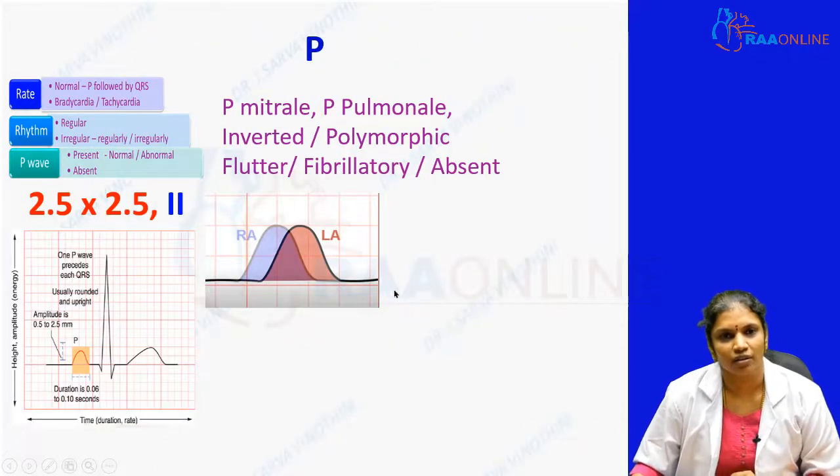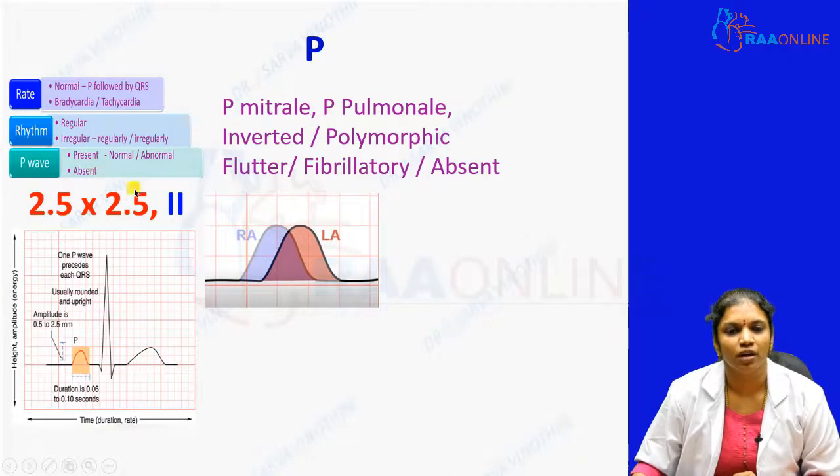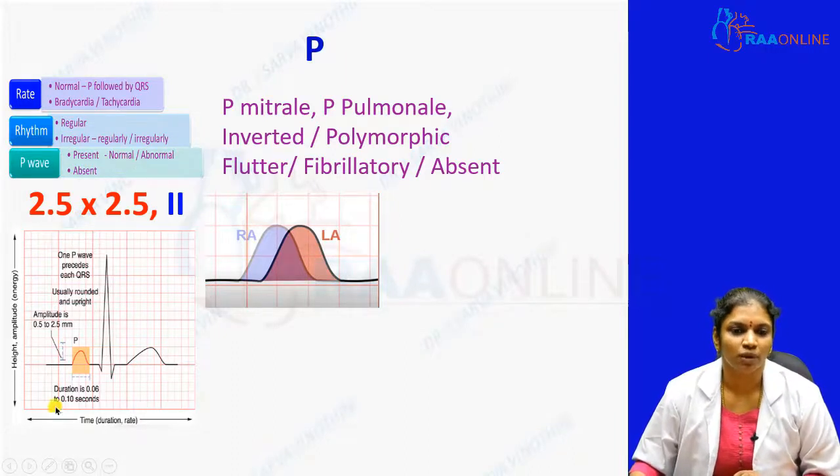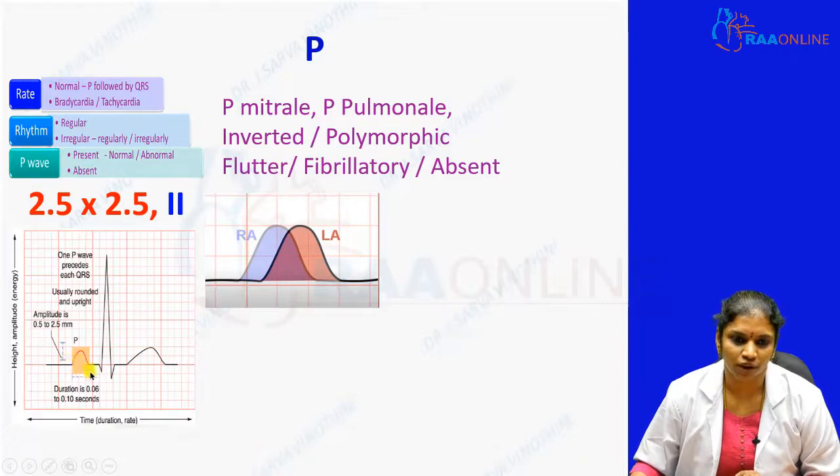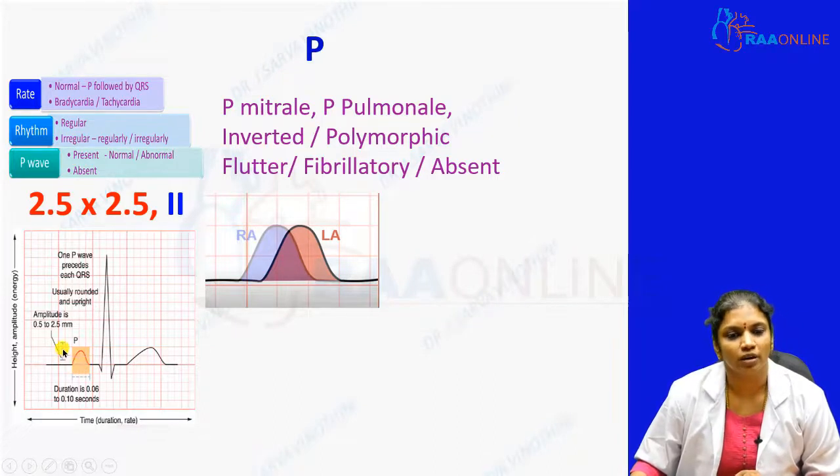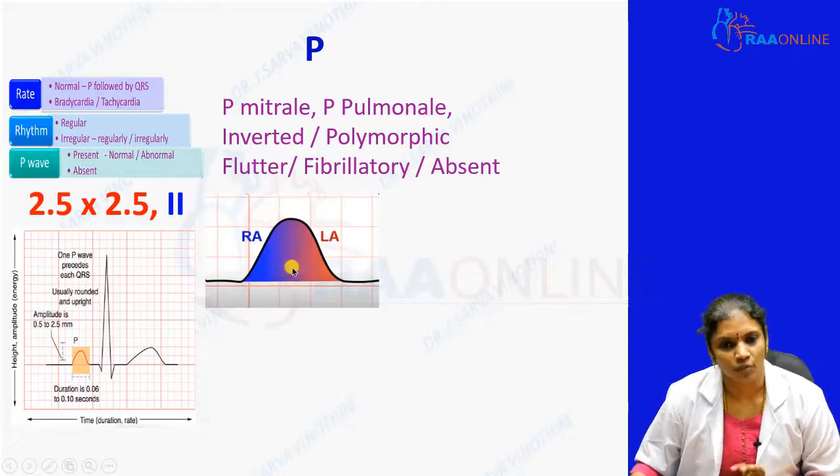After seeing the rate and the rhythm, next we are going to check on the P waves. The best lead to check the P wave is lead 2. So whenever we are measuring P wave, we'll have to remember this 2.5 into 2.5. The P wave occupies a duration of 2.5 squares and it occupies an amplitude of 2.5 millimeter. The P wave is formed because of atrial depolarization. The first half of the P wave is formed because of the right atrial depolarization and the second half is produced because of the left atrial depolarization. So this is how the P wave is formed.